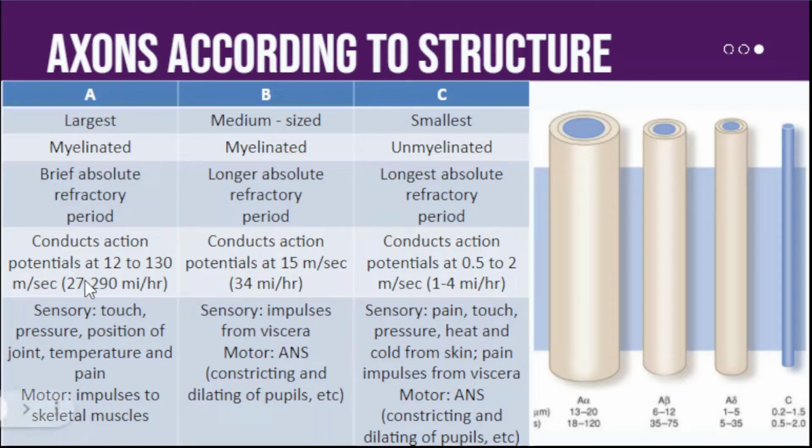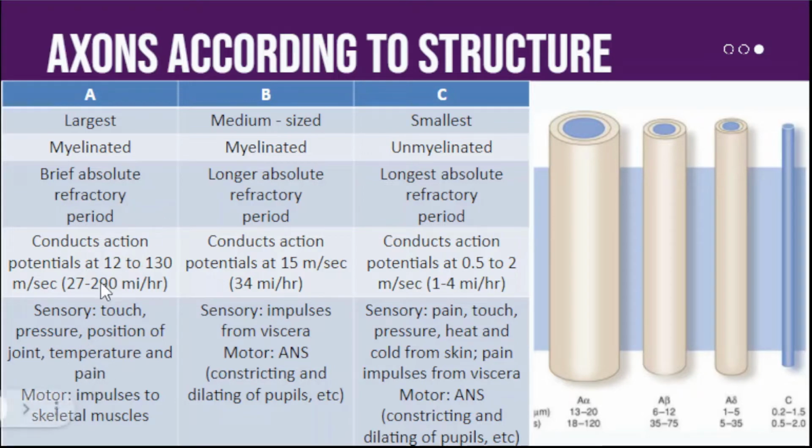Now that we know what they can do, where can we find these nerves? No? Where can we find these axons? Your type A can be found in your sensory receptors. Now, where are our sensory receptors? In our skin. What layer of our skin? Our dermis, no? Meron sa dermis, meron sa epidermis, meron din sa hypodermis. But majority of them are in the dermis. So they function for touch, pressure, position, joint temperature, and pain.